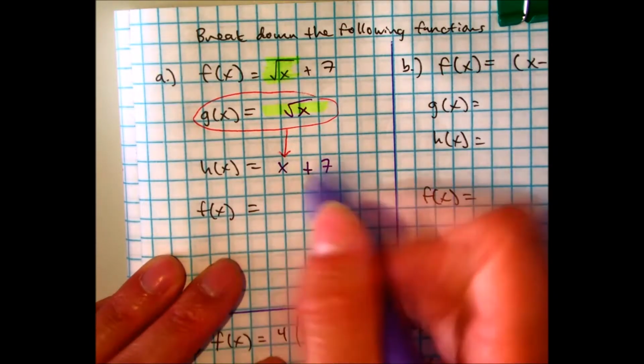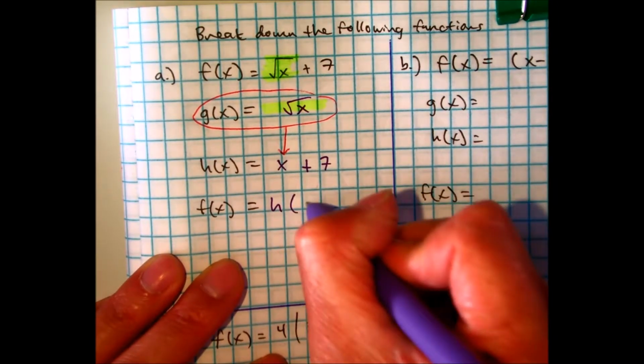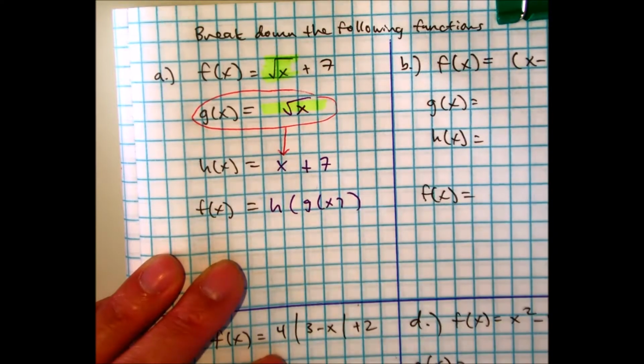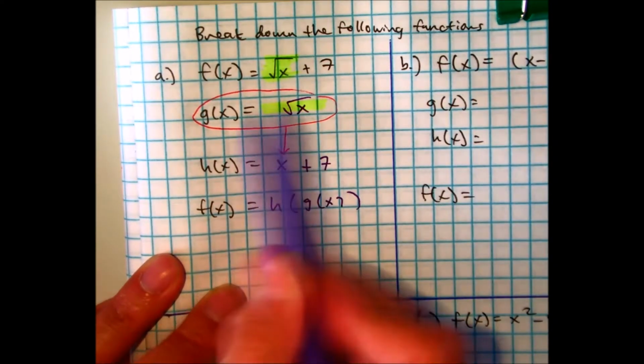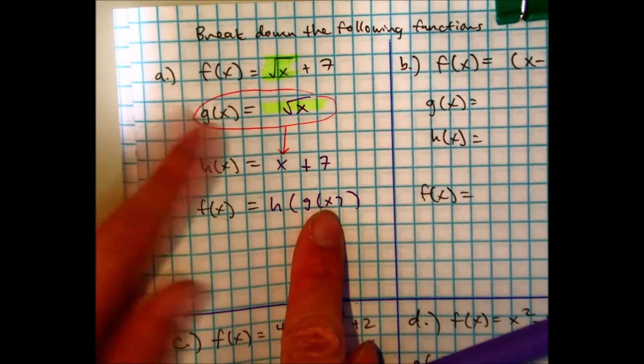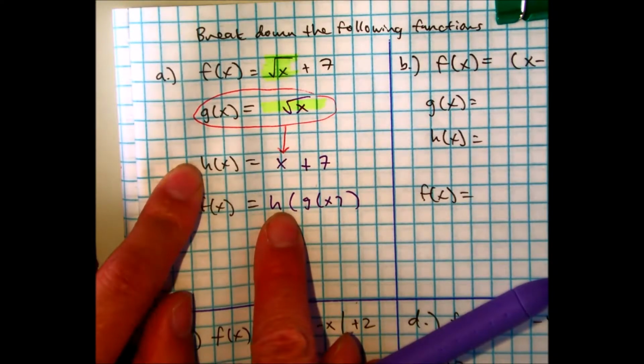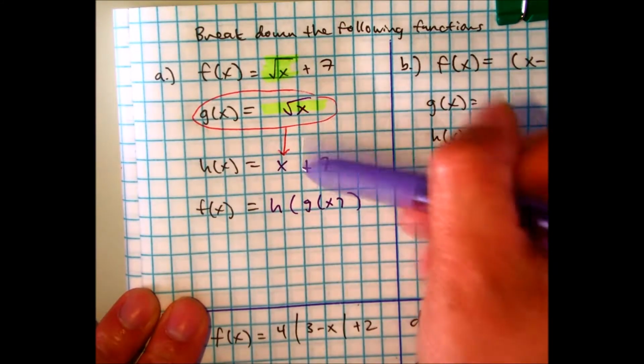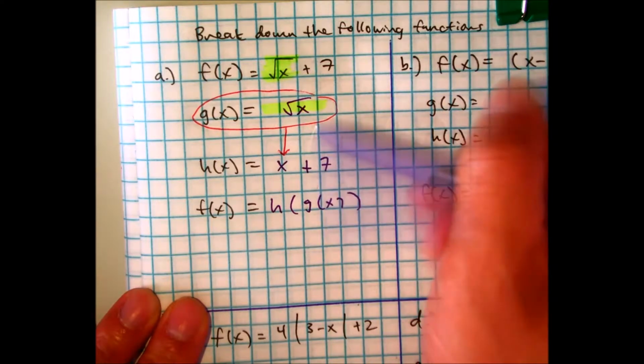So what is our final result? H of g of x. I'm taking my function of g, and I'm putting it into my function of h. Okay, so these are my two simple functions now.